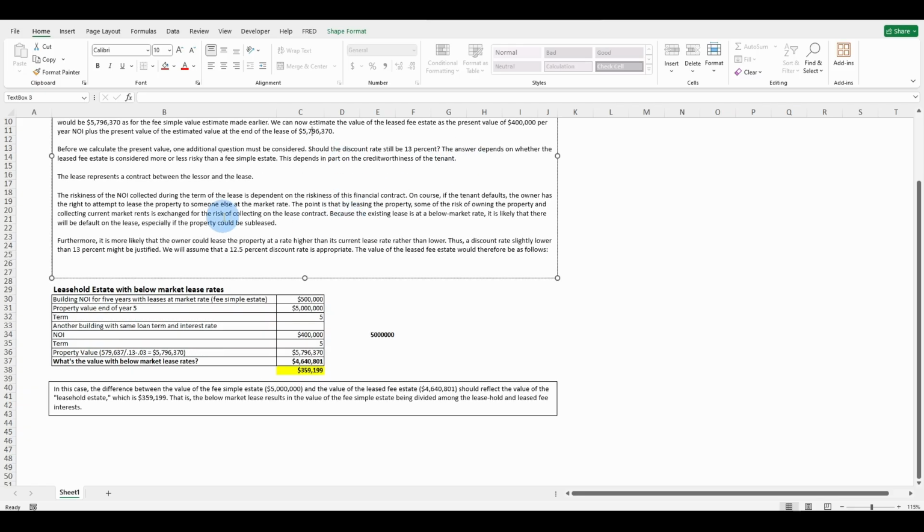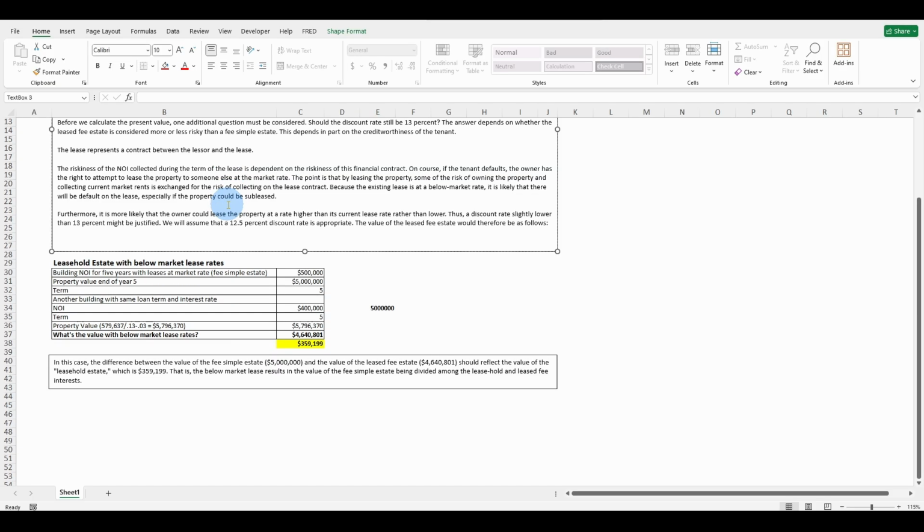The lease represents a contract between the lessor and the lessee. The riskiness of the NOI collected during the term of the lease is dependent on the riskiness of this financial contract. Of course, if the tenant defaults, the owner has the right to attempt to lease the property to someone else at the market rate. Point is that by leasing the property, some of the risk of owning the property and collecting current market rents is exchanged for the risk of collecting on the lease contract.